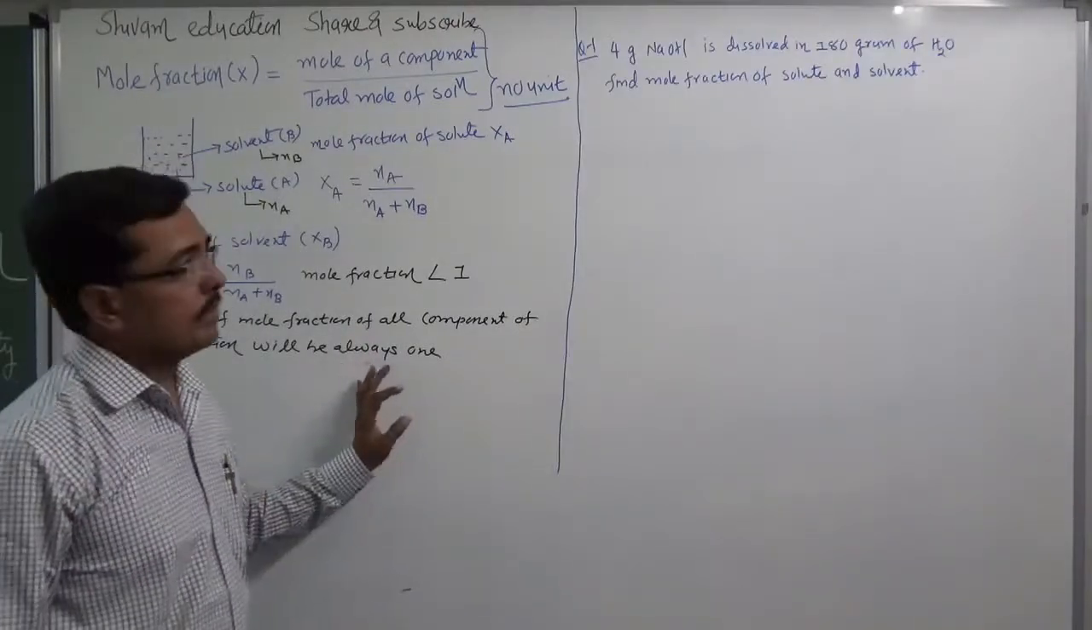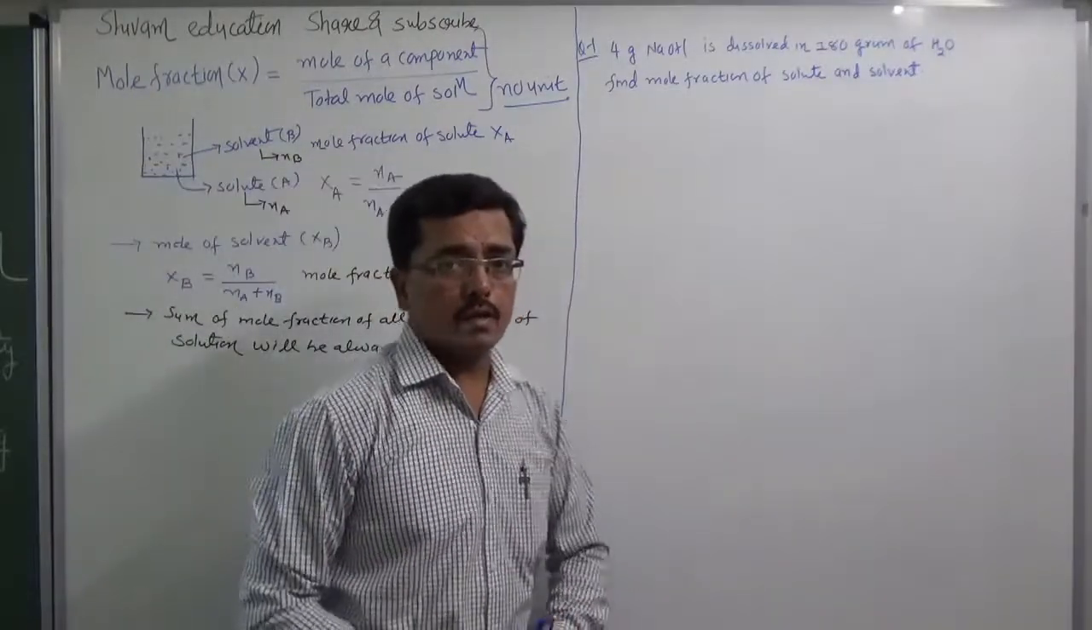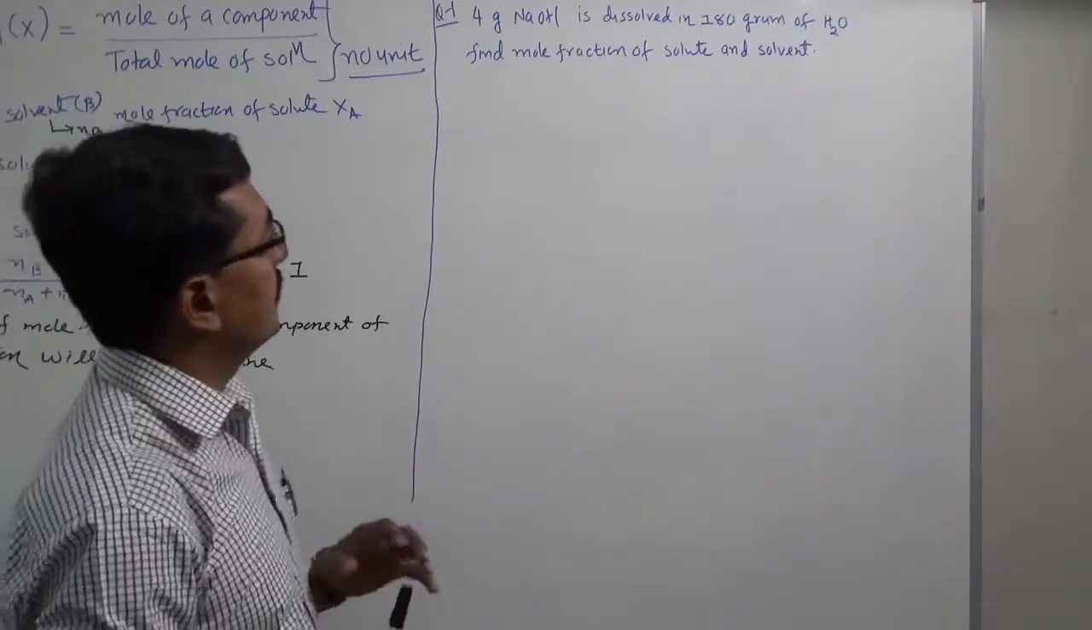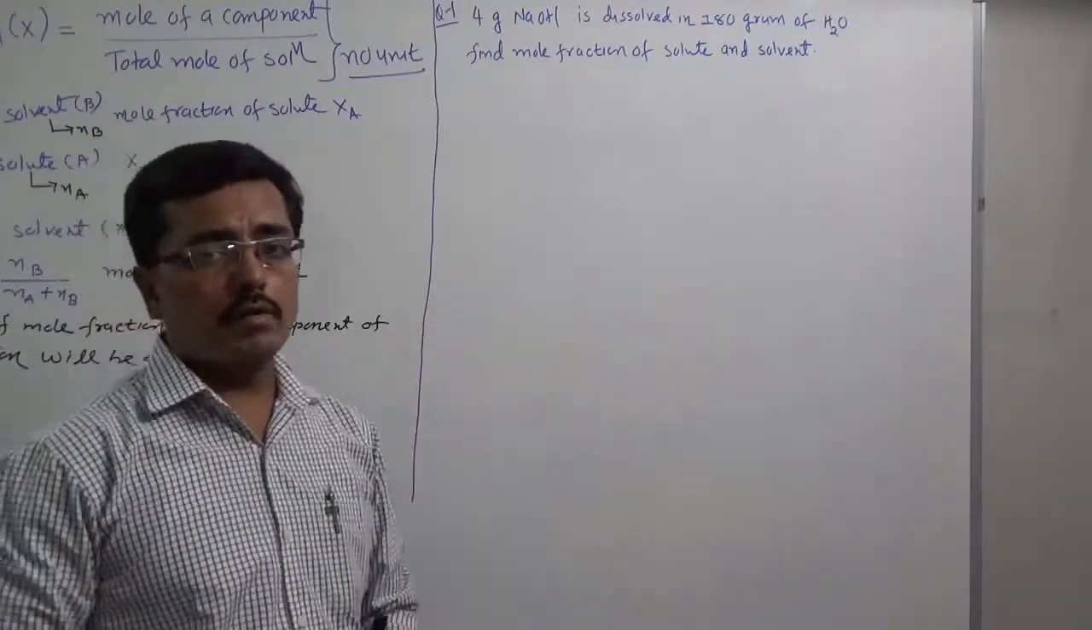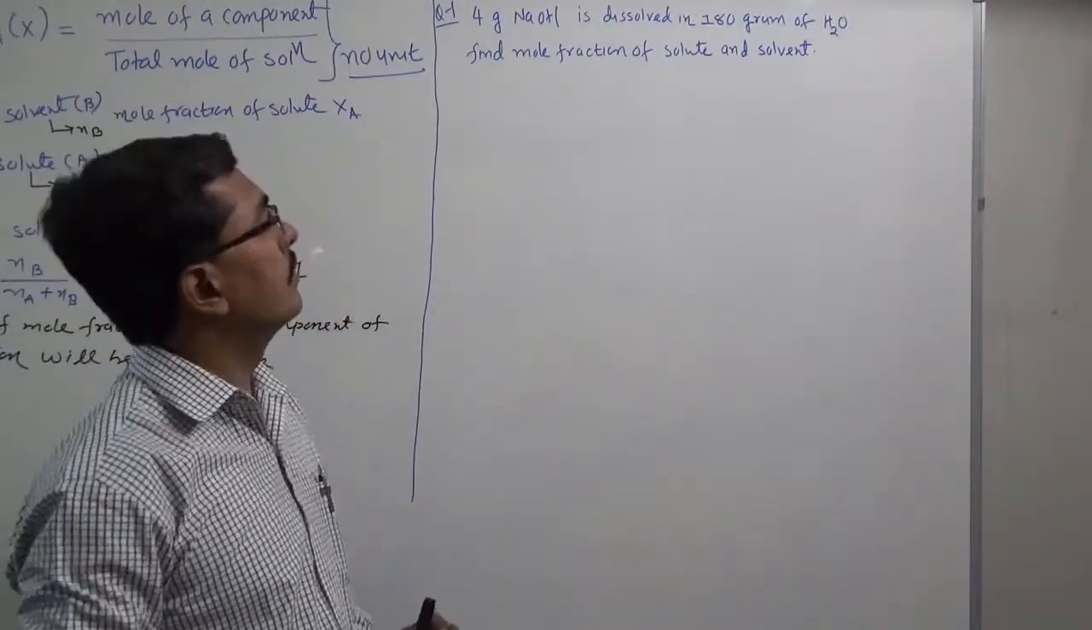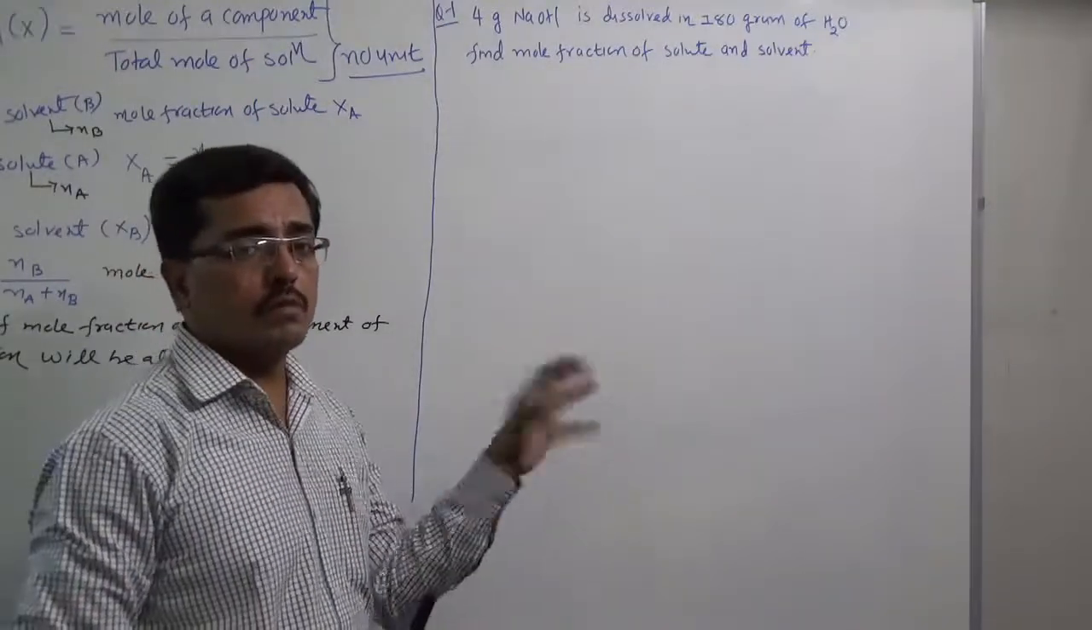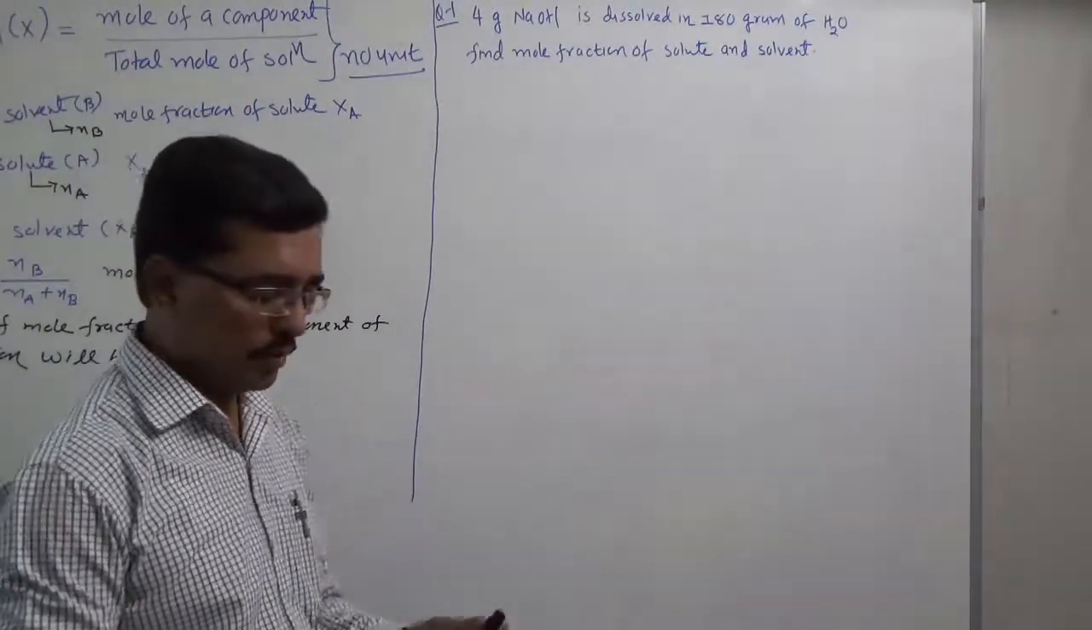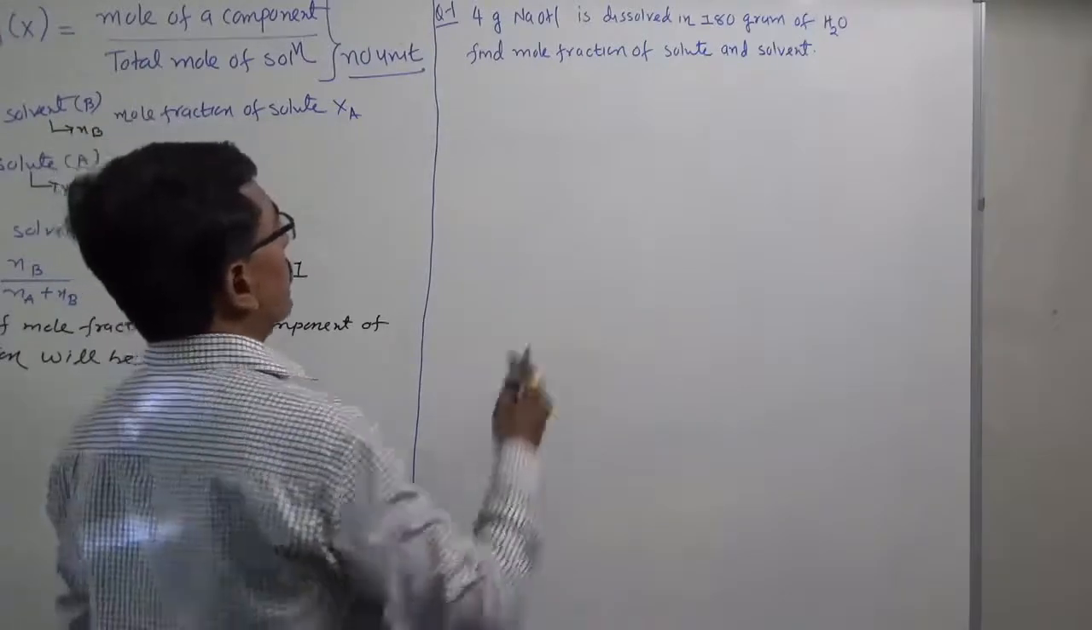Now on this concept we will do numerical number 1. The question statement is given in this way: 4 gram NaOH is dissolved in 180 gram of water. We have to find out the mole fraction of solute and solvent. Now let's start by using this method.